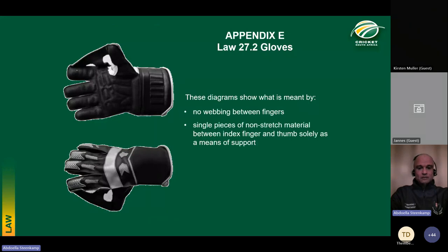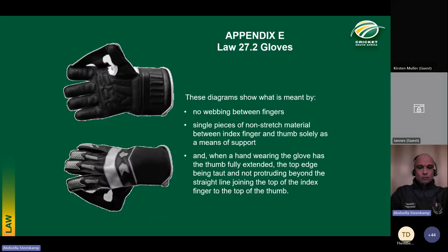When it comes to the keeper's gloves, Abdullah, you're on mute. Thank you, Tom. My elbow pressed the mute button. Thank you so much, Tom.